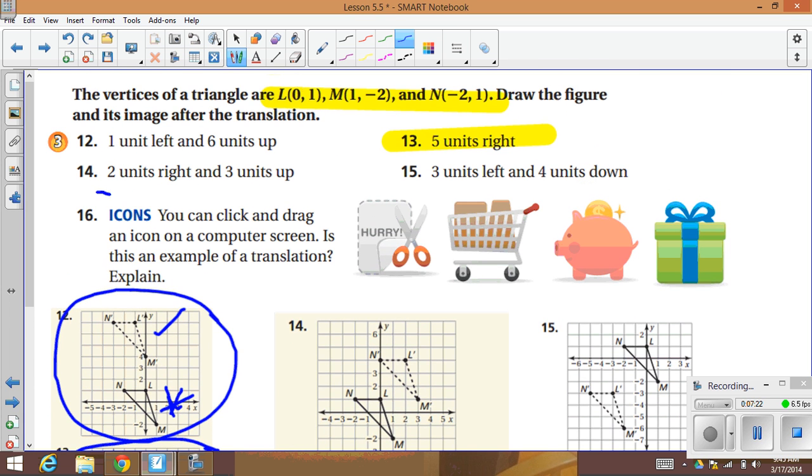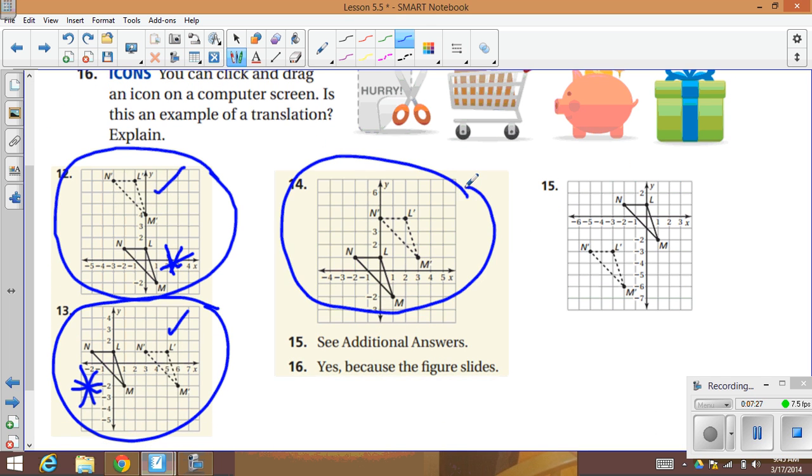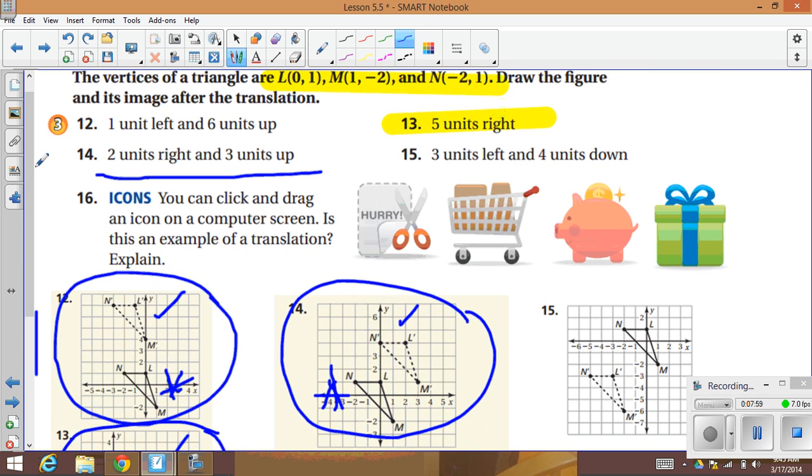For 14, we're going to go 2 units right and 3 up. So again, here's 14. We're going to graph the original, which is this one down here. And I know right here, that's the image, that's the new shape because the letters are labeled with primes. So L is at 2, 4. M is at 3, 1. M prime, I'm sorry. And N prime is at 0, 4. Okay. Number 15, we're going to move 3 left and 4 down.